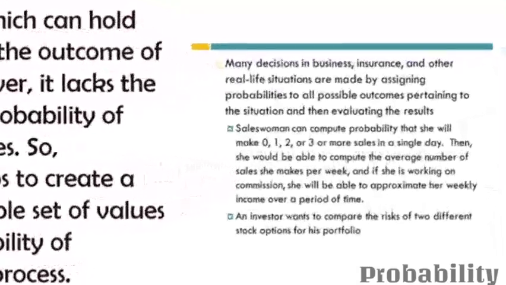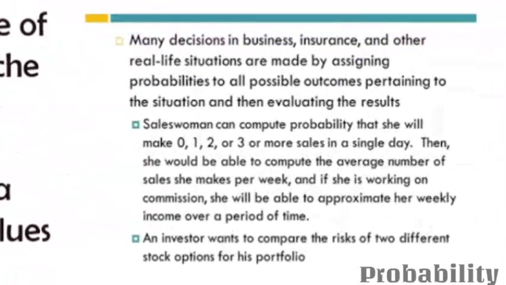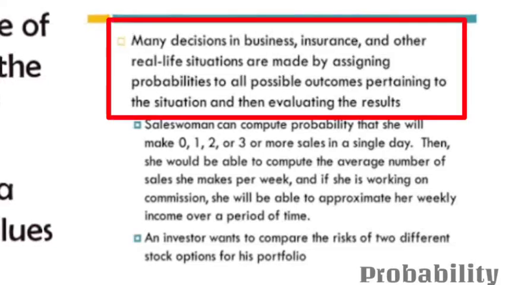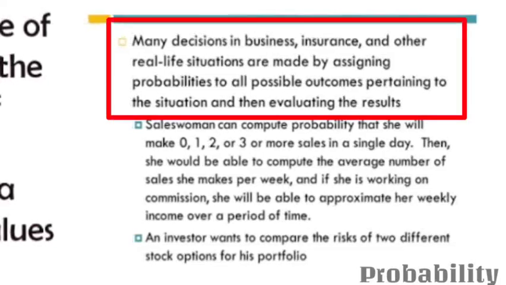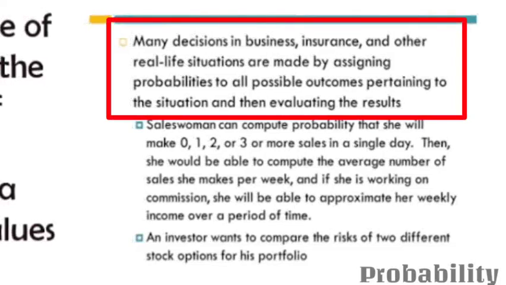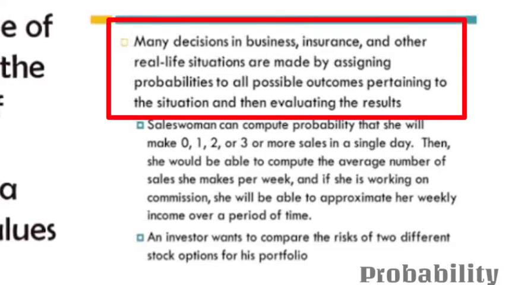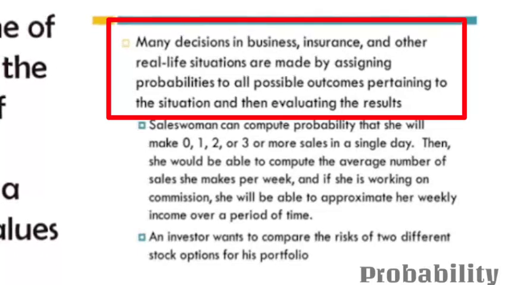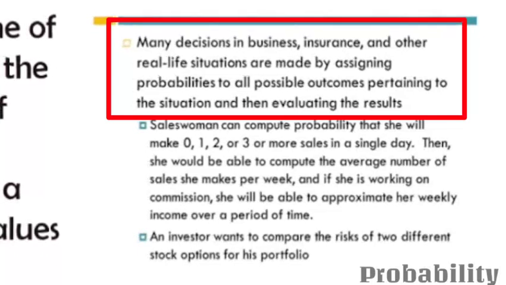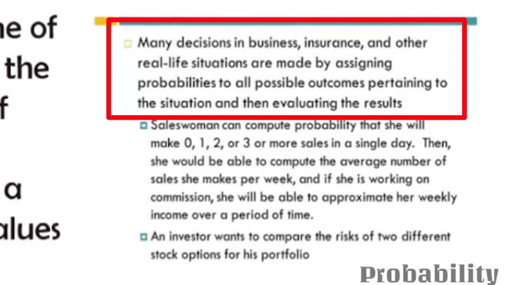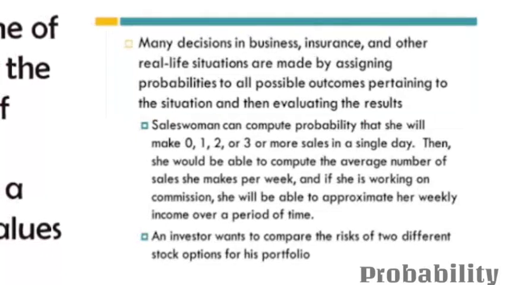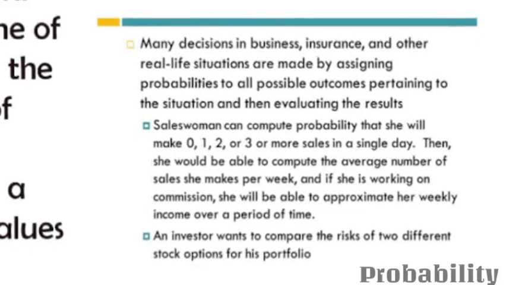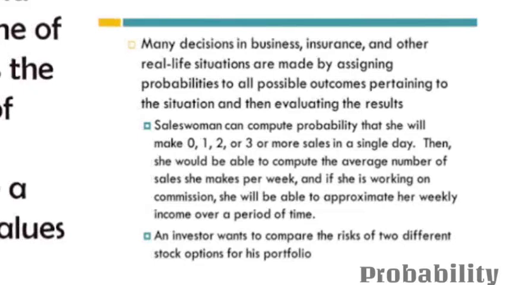Here we can take many examples and use cases where we take decisions in business, insurance, and other real life situations by assigning probabilities to the possible outcomes. Based on that we will be taking decisions. We always tend to go towards a positive outcome rather than a negative outcome, and for that we check the probabilities. That is the reason why we need probability distributions.